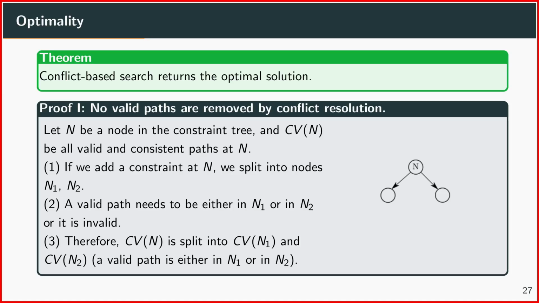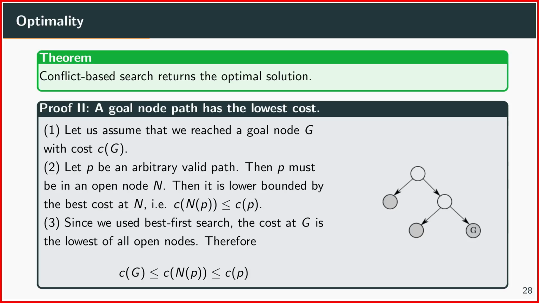And therefore, we can say that this set CV of n is actually split into 2 sets, one for the one node and the other one for the second node. And so basically nothing happened here. All the valid paths are just split here, and all the invalid paths are removed here, because this constraint which we applied is basically a constraint which only removes invalid paths.